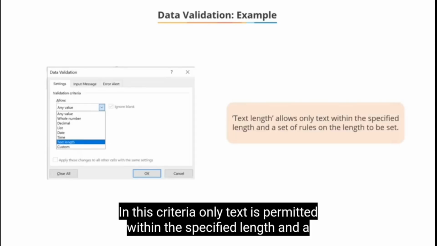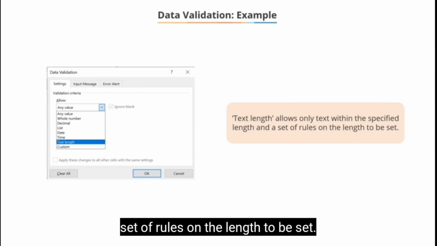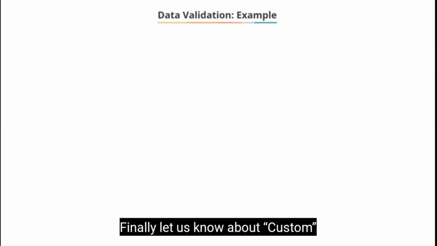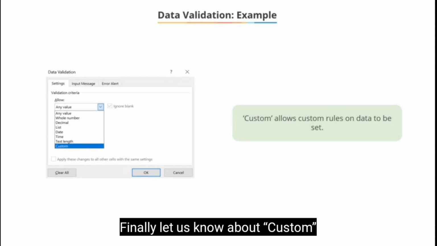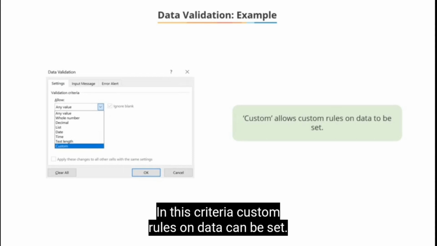Let us now learn about text length. In this criteria, only text is permitted within the specified length and a set of rules on the length to be set. Finally, let us know about custom. In this criteria, custom rules on data can be set.